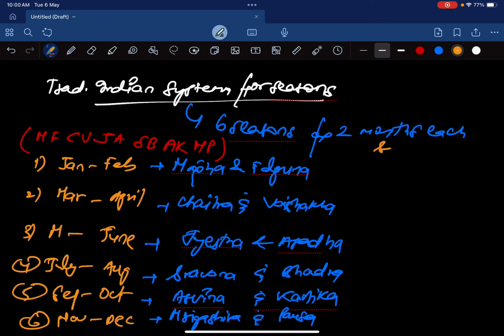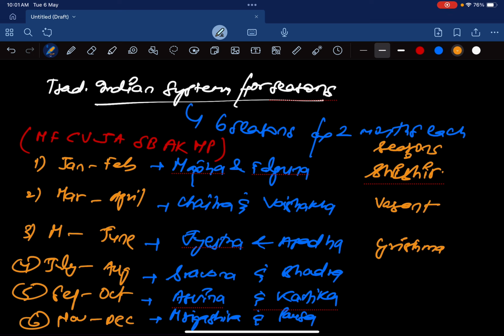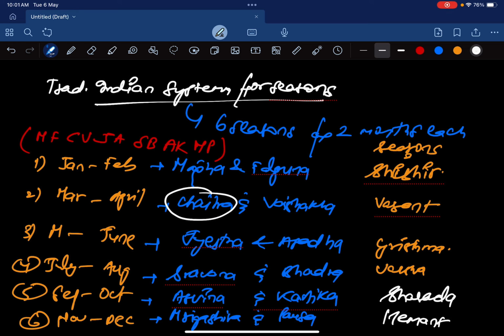फर्दर अब ये सीजन्स कौन कौन से होंगे? वसंत, ग्रीष्म, वर्षा, शिशिर, वसंत, ग्रीष्म, वर्षा, शारदा and Hemant. Shishir, Vasant, Grishma, Varsha, Sharda and Hemant. And Indian calendar starts from the month of March, which is called as Chaitra, right? It comes under the Vasant Ritu, right?